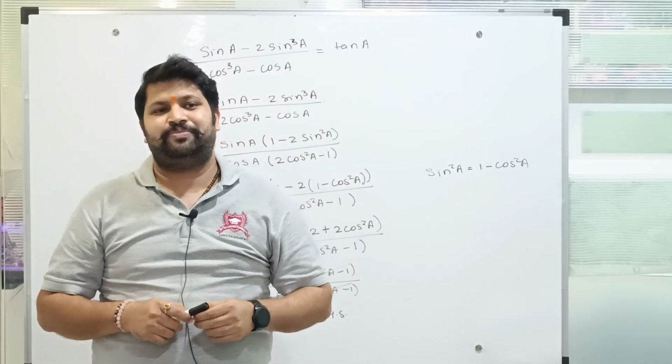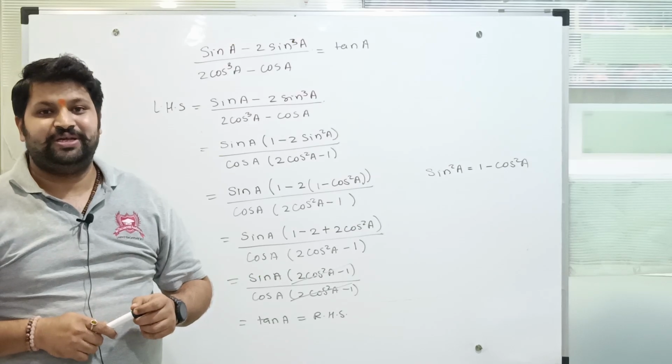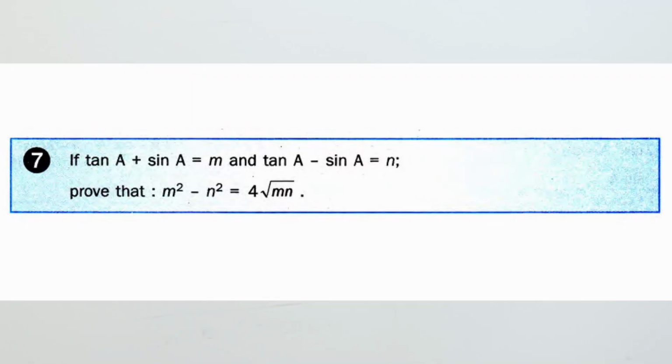So let us take few more examples and conclude this series on trigonometric ratios. Now we come to an interesting sum. It is slightly different as compared to the sums that we have solved so far. So we'll see how to solve it. The sum is example number 7 from Selina Concise maths book for 10th standard from chapter 21, that is trigonometry. The sum is as follows. If tan A plus sin A is equal to m and tan A minus sin A is equal to n, then prove that m square minus n square is equal to 4 root mn.